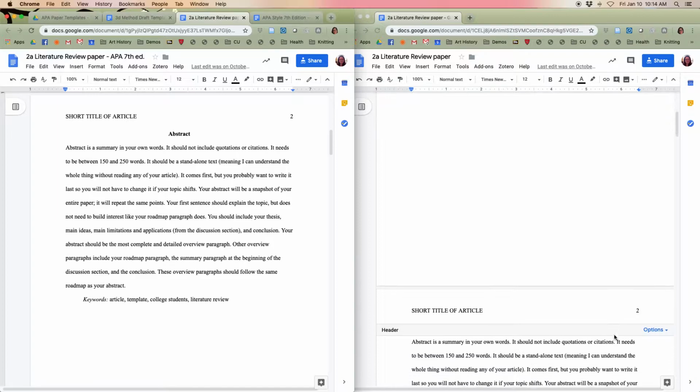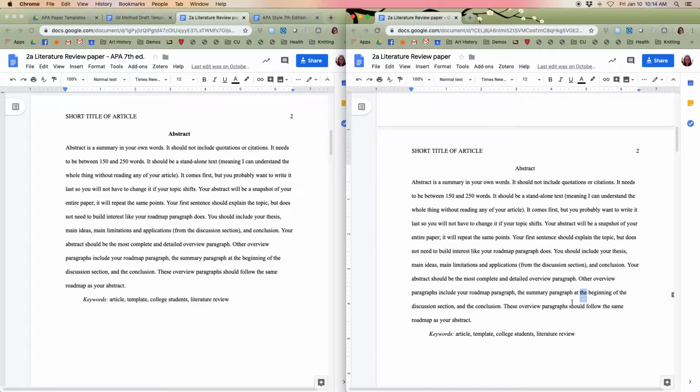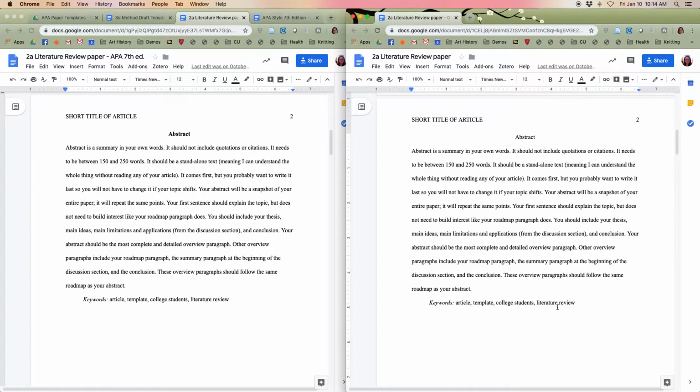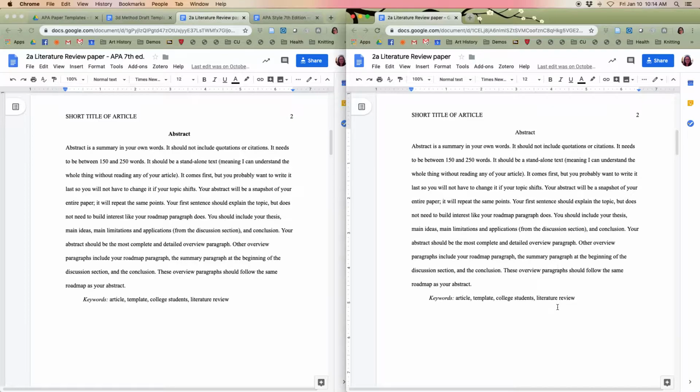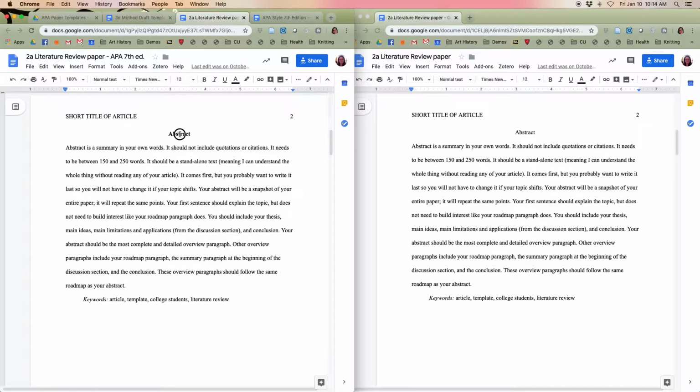So here, going on to the abstract, let me get out of the header. Again, you're bolding things that students tended to want to bold anyway. So the word abstract now gets bolded. Everything else is still the same. The keywords should still be the same.